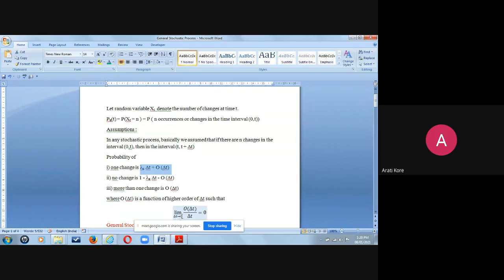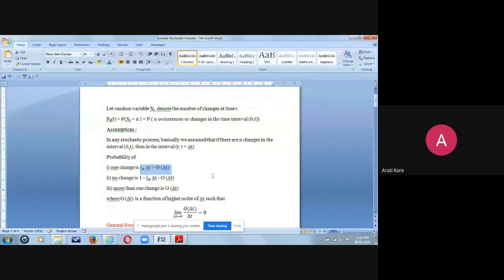How is that function? The function is such that when you take the limit as delta t tends to 0, that is, as you keep reducing the length of the interval, o(delta t) upon delta t approaches 0. Delta t is such a small interval. So the probability that there will not be any change is 1 minus lambda delta t minus o(delta t), and the probability of more than one change is o(delta t). In general, the length of interval delta t is such a small interval that only one change or no change is possible. The probability of more than one change is very small. Okay, fine.